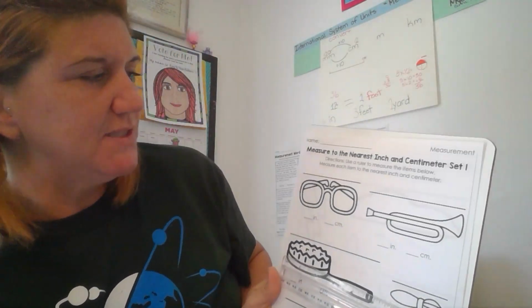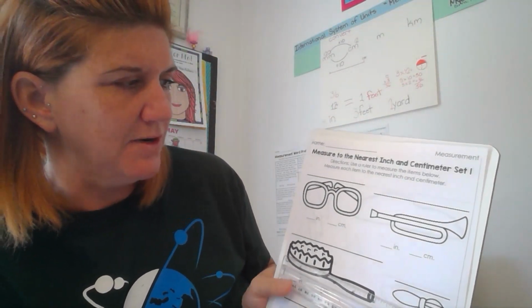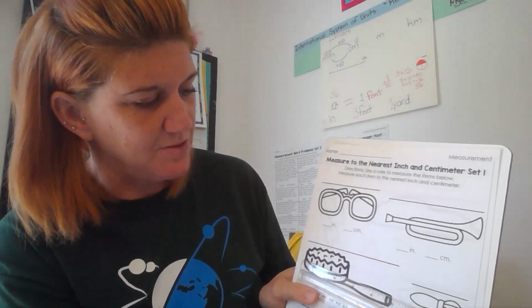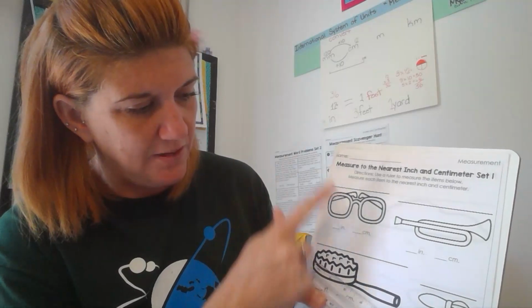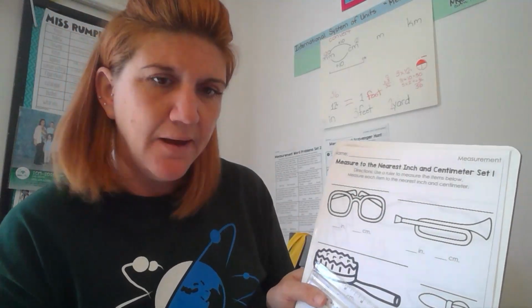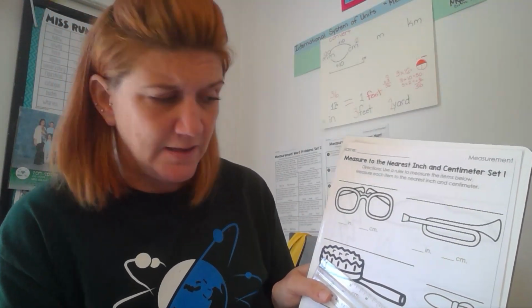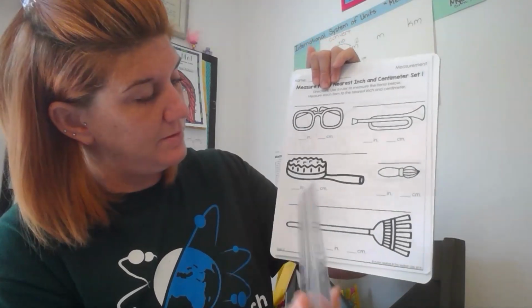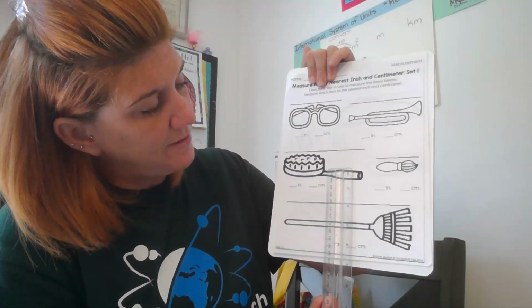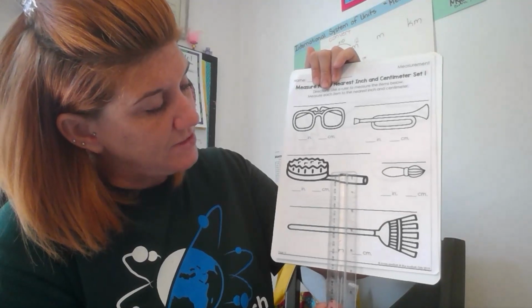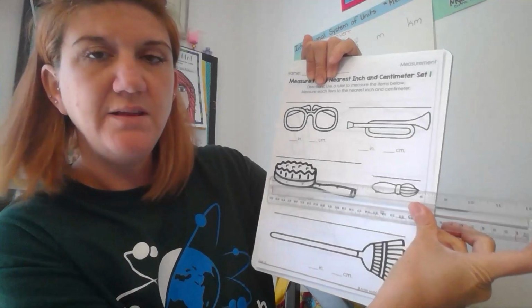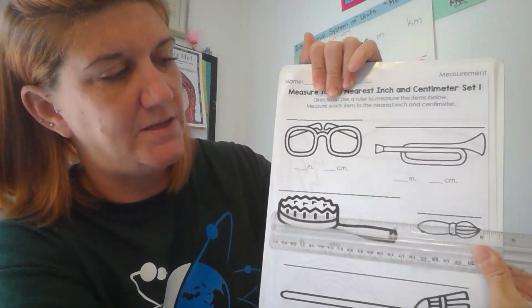It tells us to measure to the nearest inch and centimeter. Use a ruler to measure the items below. Let's make sure that when we measure them, we do it in whichever way we think is going to be the most solid answer. Meaning, like with the hairbrush, if we measure this little spot right here, we're going to get a very different answer than your teacher who measures it going this way. So kind of think to yourself, which way do I think it's going to be measured?